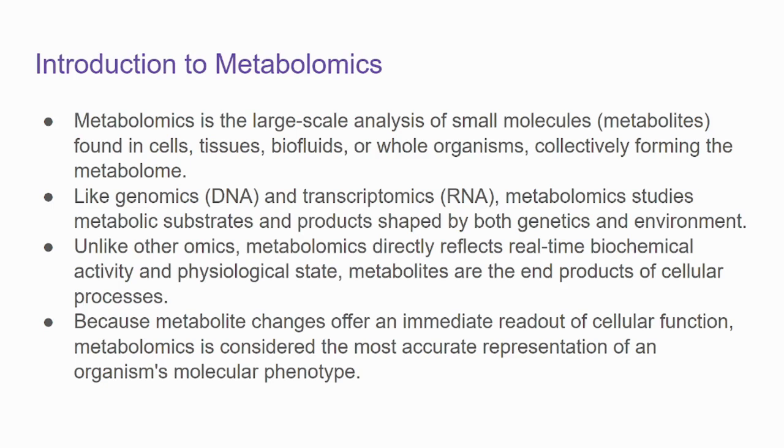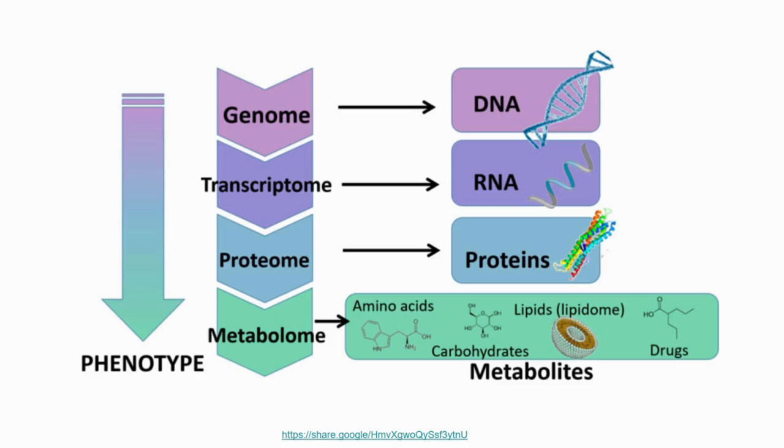So the study of metabolites is considered the most accurate representation of an organism's molecular phenotype. So there is more importance given to metabolomics. This is the hierarchy of how it comes: genome, transcriptome, then proteome, and then metabolome. Metabolome is the final, the last compound produced in our body that defines the phenotypes.